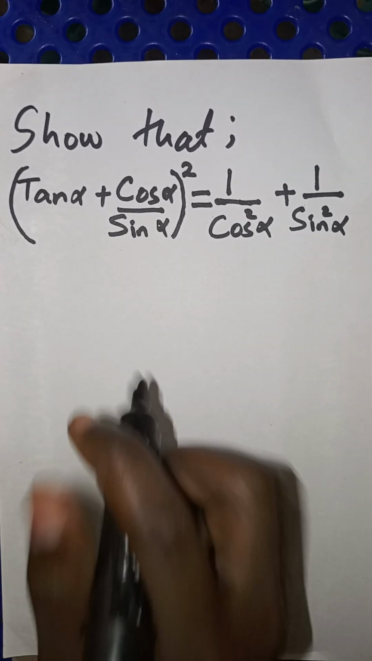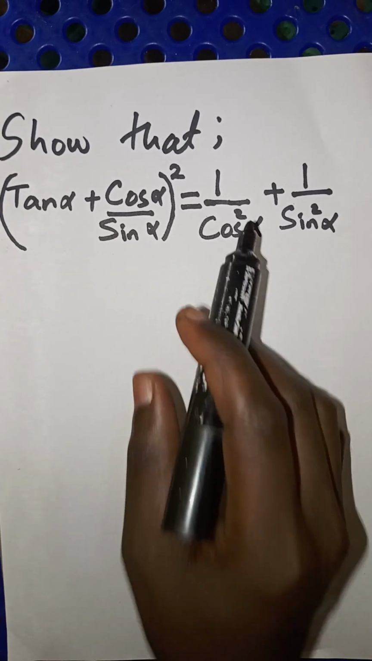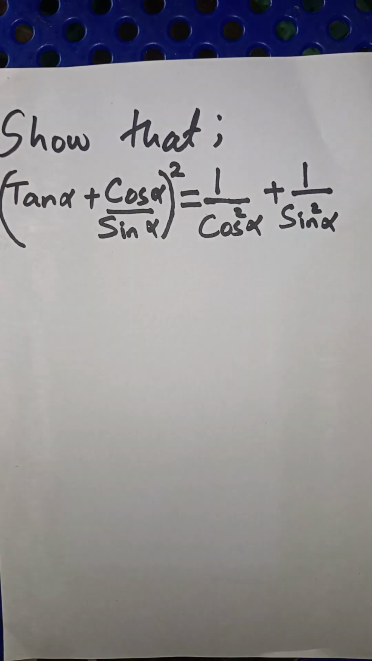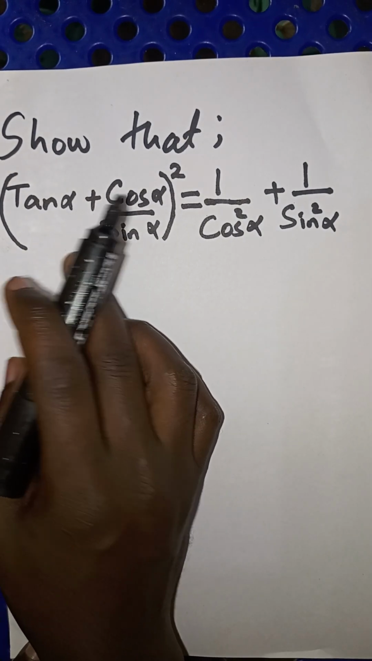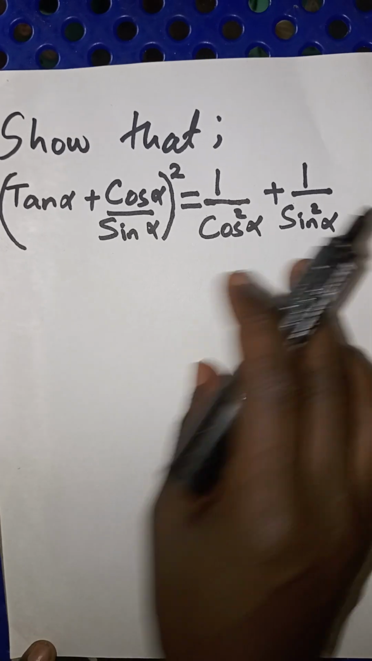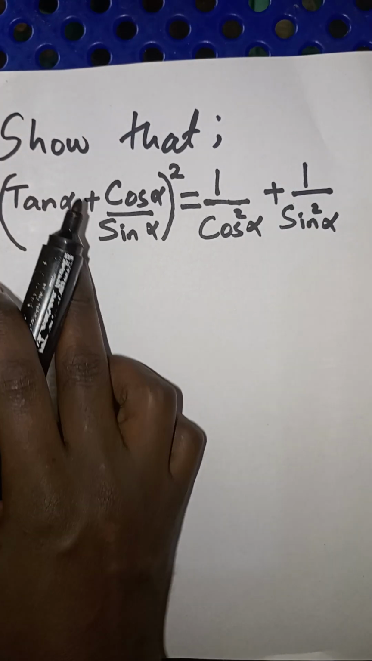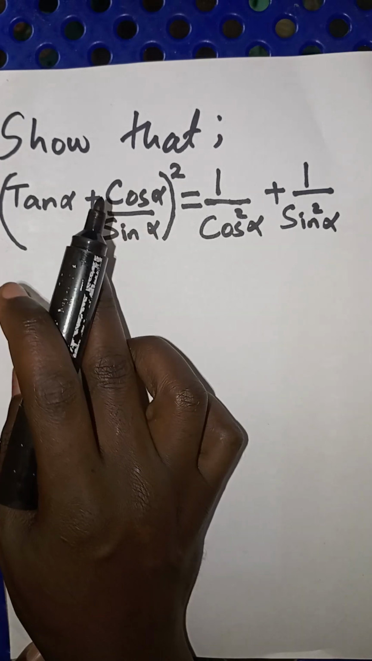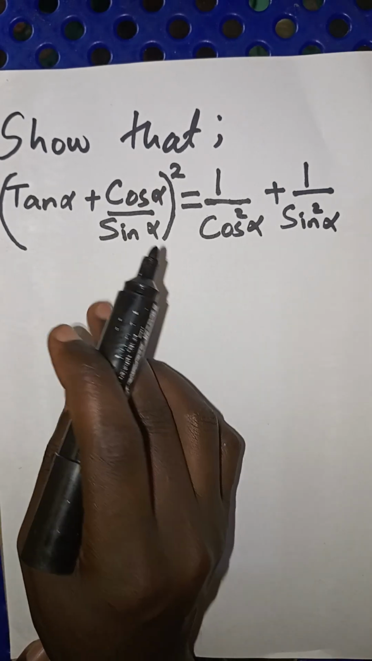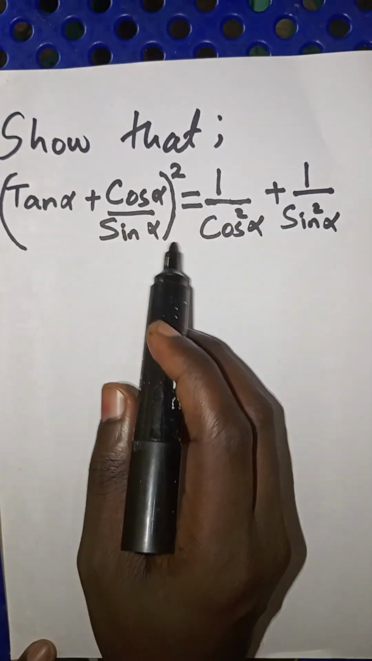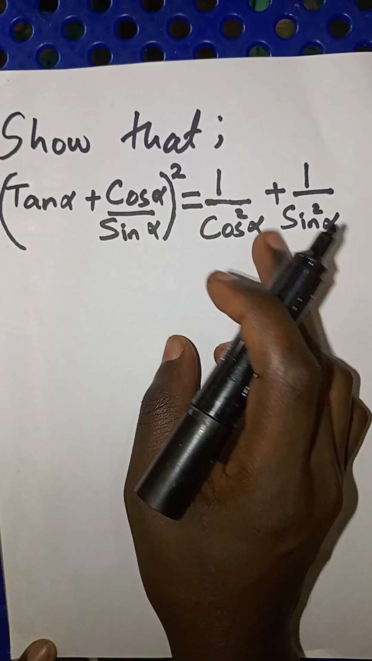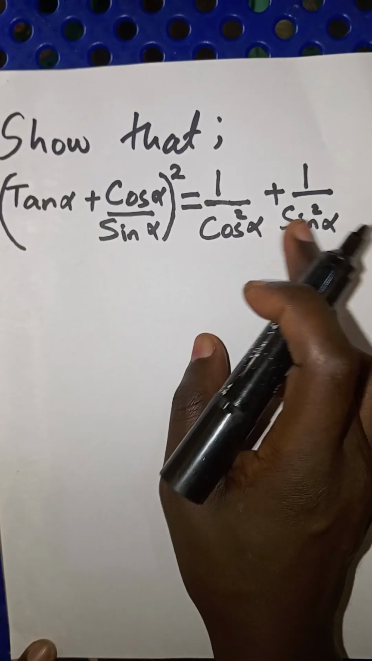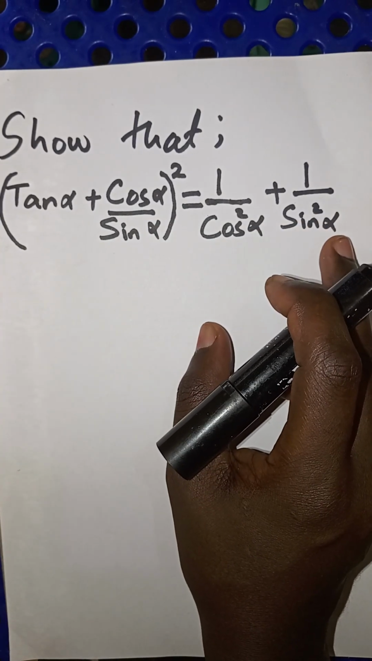Today we have a trigonometric equation where you are required to apply trigonometric identities to show that the left hand side is equal to the right hand side. Given that (tan alpha plus cos alpha over sine alpha) squared is equal to 1 over cos squared alpha plus 1 over sine squared alpha. Alpha signifies a given angle.